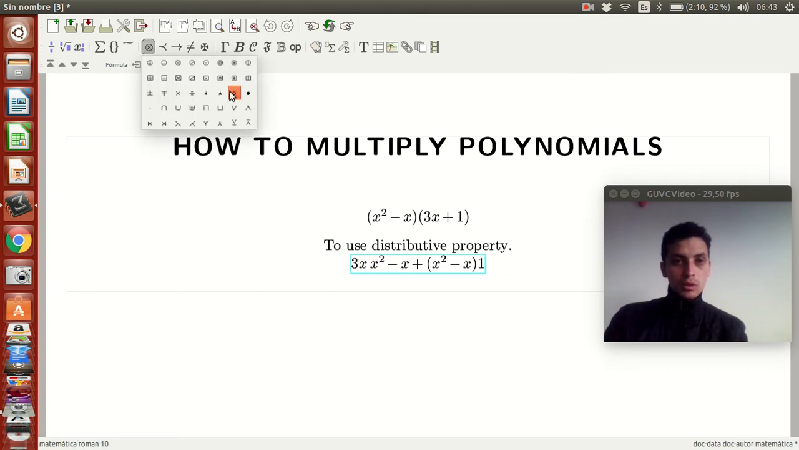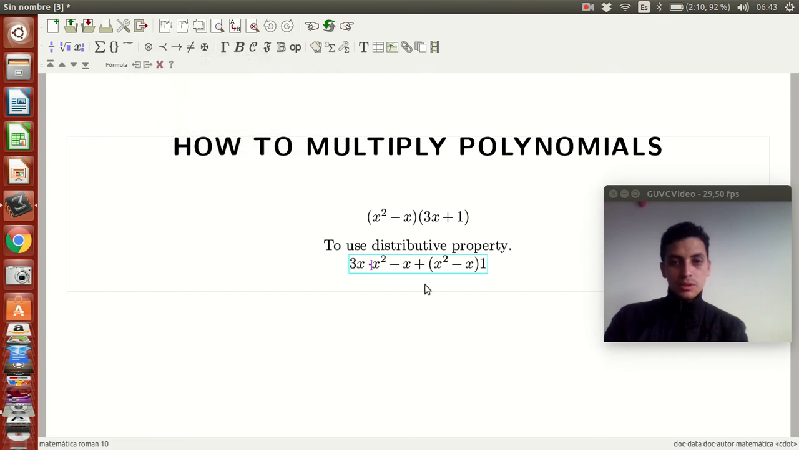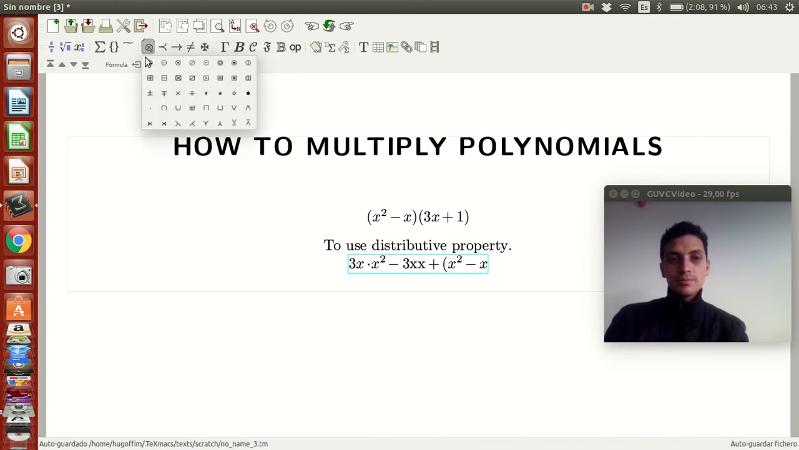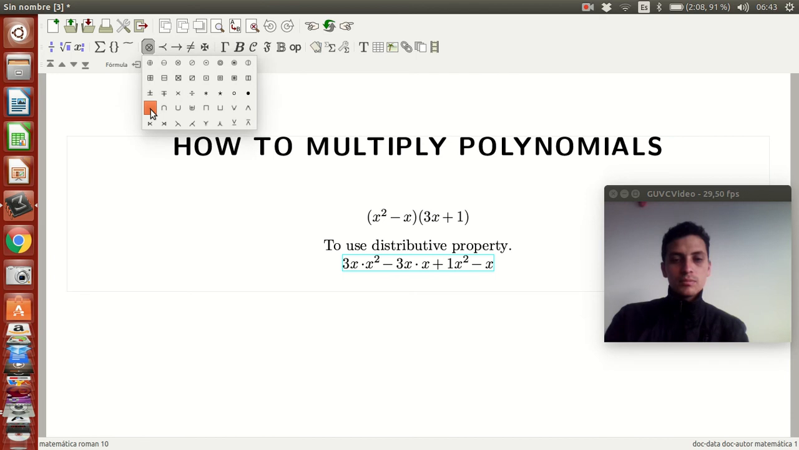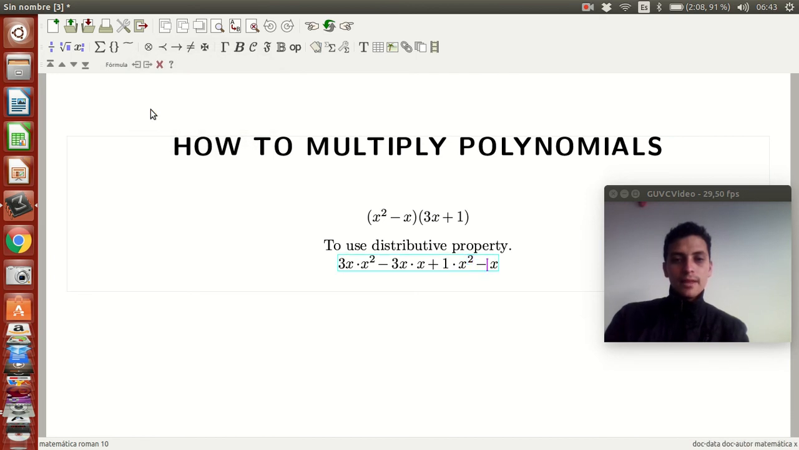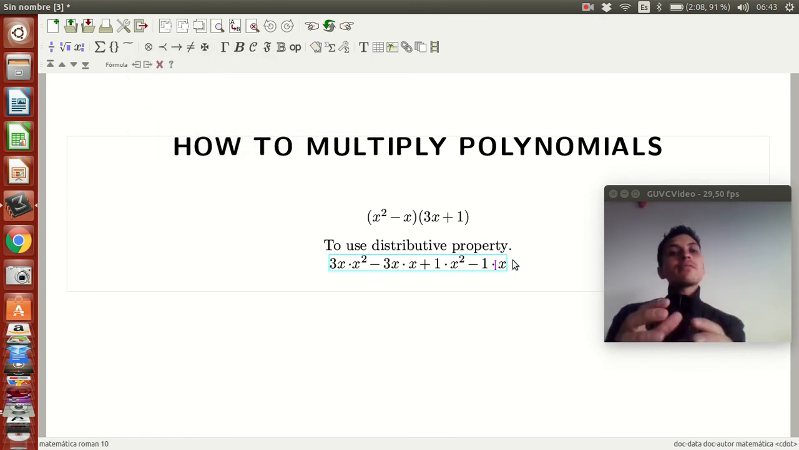Let's write here a multiplication sign times. And 1 is going to multiply this 2. Forgot to write here 3x. 3x. Be careful with that. And here 1. 1 times. And here 1 times. And you just have to simplify each monomial by multiplication.